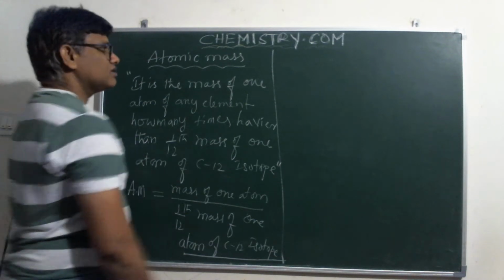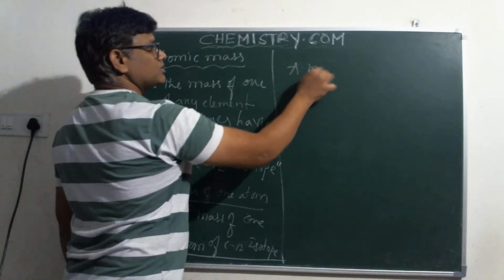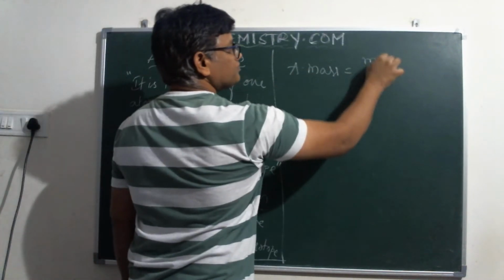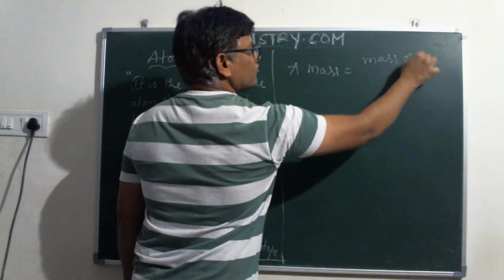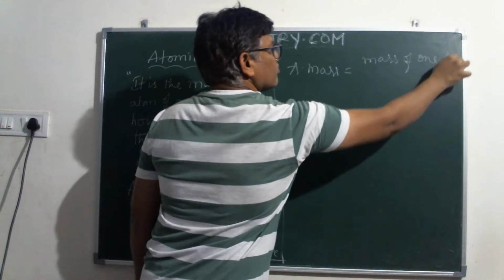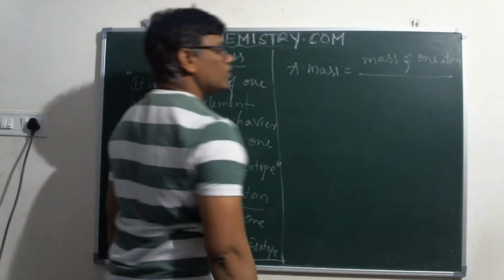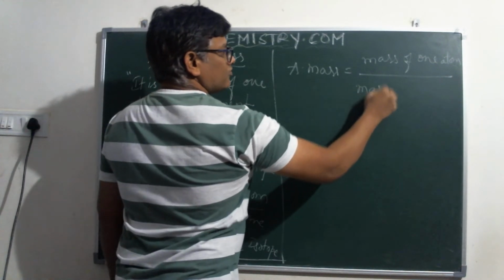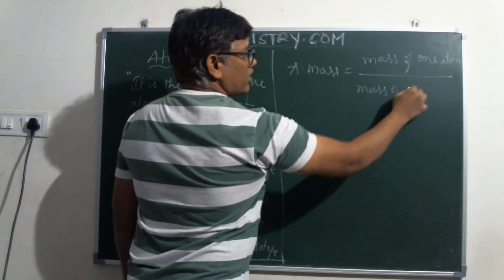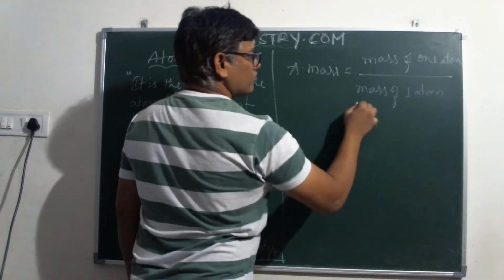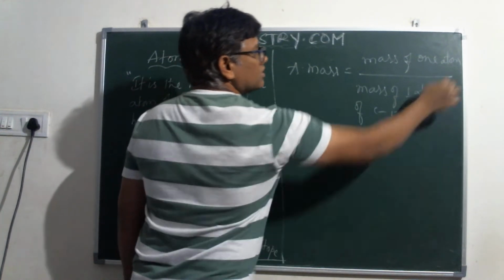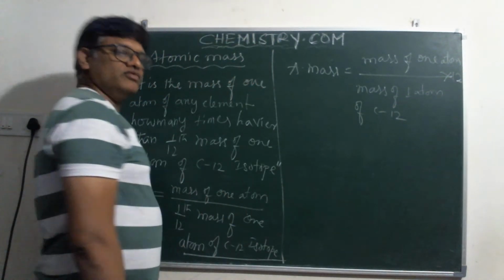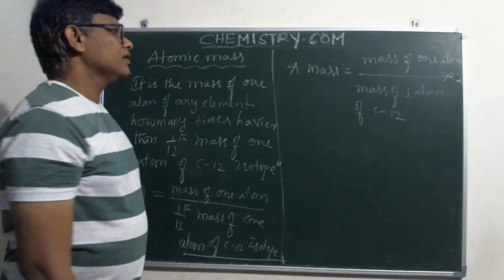Right, this atomic mass expression can also be written as mass of one atom of any element over mass of one atom of carbon 12, multiplied with 12. So this is another form of the mathematical expression.